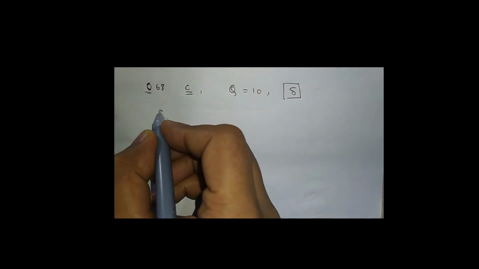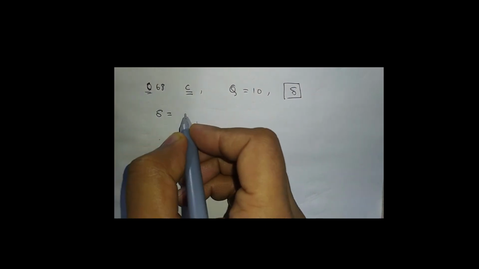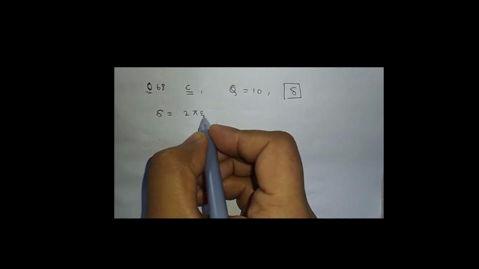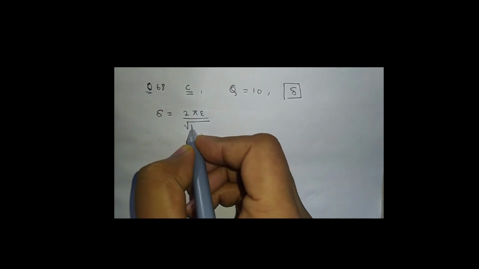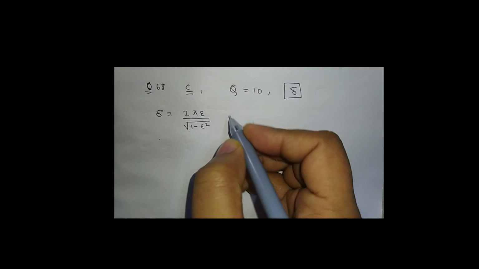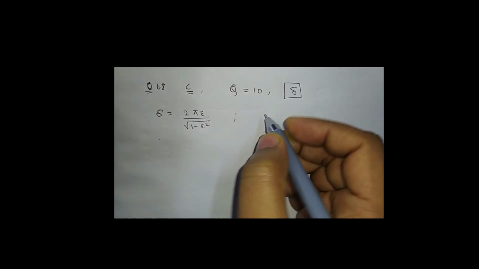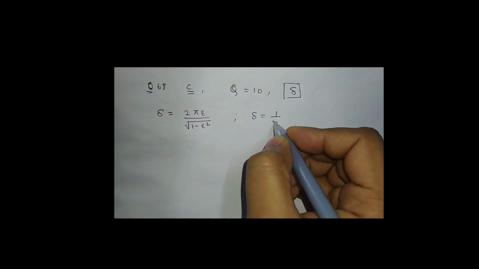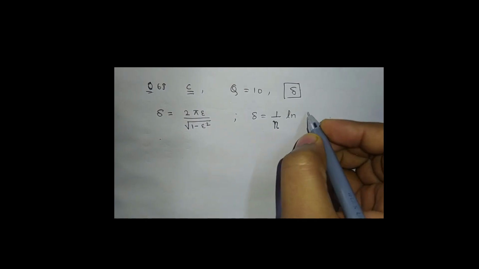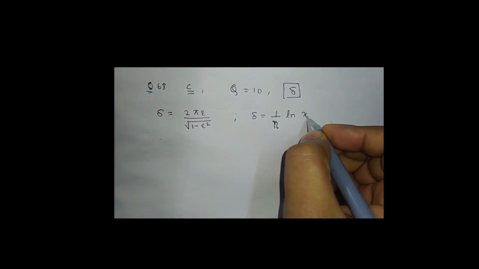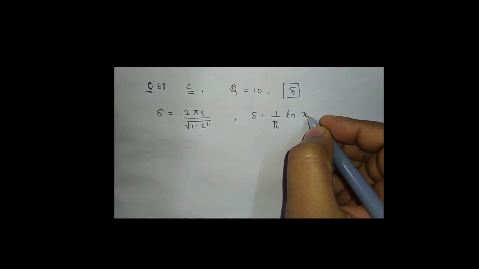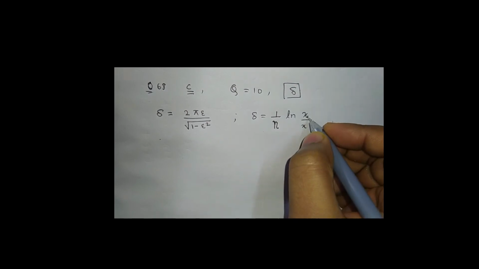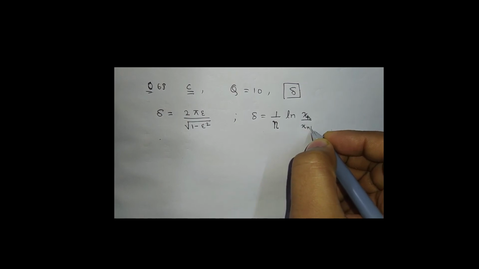Logarithmic decrement is equal to 2πE divided by the square root of 1 minus E square. This is the formula. And also there is one more formula, delta equal to 1/n ln (x1 / x(n+1)).